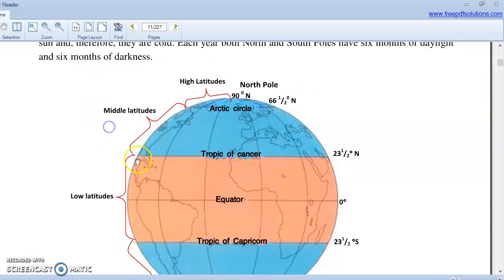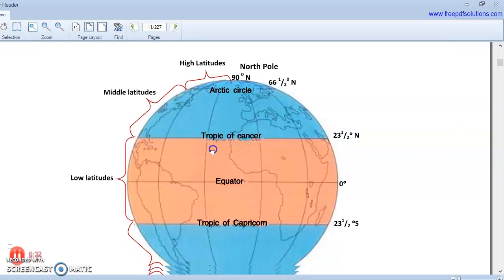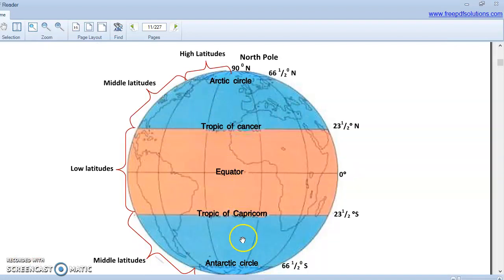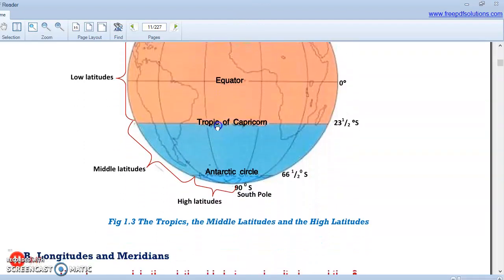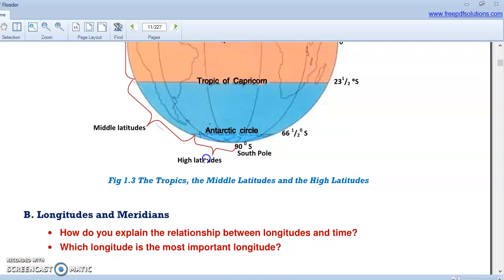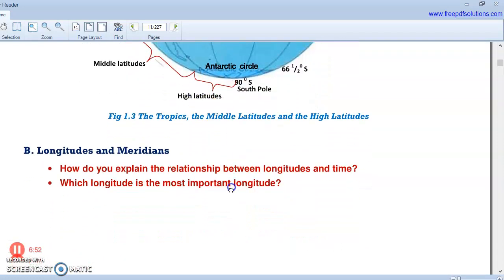Okay, the low latitudes or tropics I mentioned earlier are found between the Tropic of Capricorn and the Tropic of Cancer, this region. Then between the Arctic Circle and the Tropic of Cancer, and between Capricorn and the Antarctic, is the area called the middle latitudes, which mostly exhibit a temperate climate. Above that are what we call the high latitudes, which are mostly cold, and humans don't actually inhabit those areas.